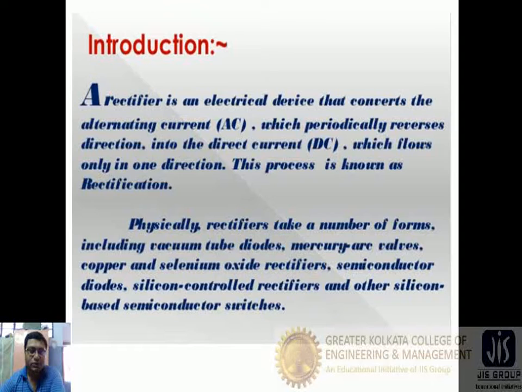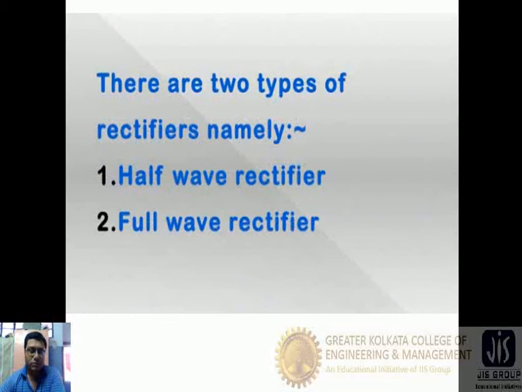Rectification can be done with the help of the rectifier, to convert the AC current or power or signal to a DC current or voltage or power. So we are going to see how this rectification can be done with the help of the diode. First comes the classification of the rectifiers. Rectifiers can be classified into two main categories: the half-wave rectifier and the full-wave rectifier.